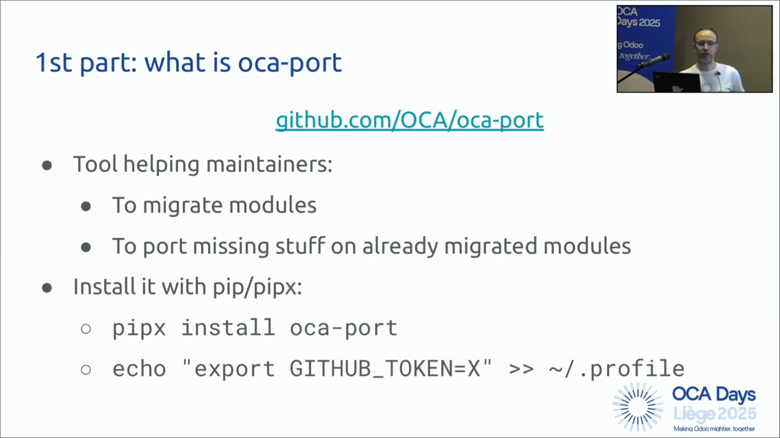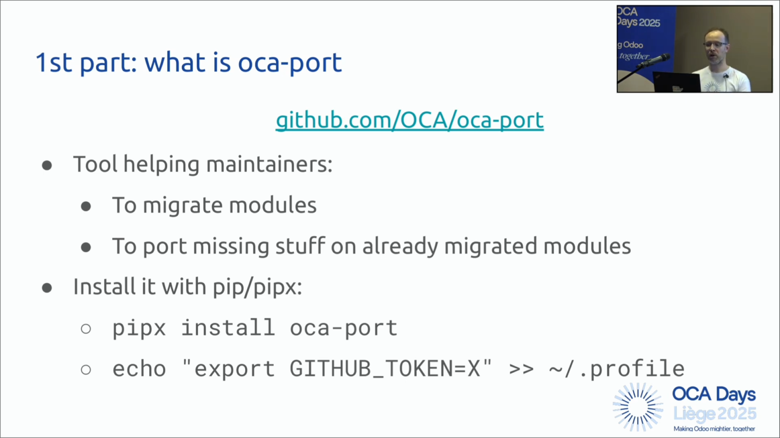So oca-port is a tool helping maintainers of modules. It's called oca-port, but you can also use it for your own repository. It does two things. This is to migrate modules, so following the OCA guidelines. Or if your module is already migrated in the target branch, it will help you to port missing stuff, so the commits that you were not able to detect in the target branch from the source branch. And then to reduce the gap and to avoid regressions when you migrate your project to a new version, for instance, from 14 to 18.